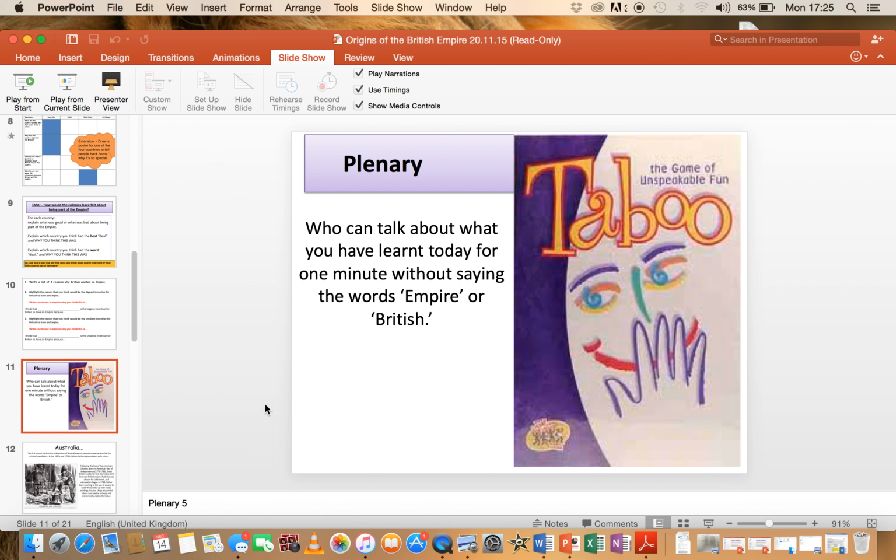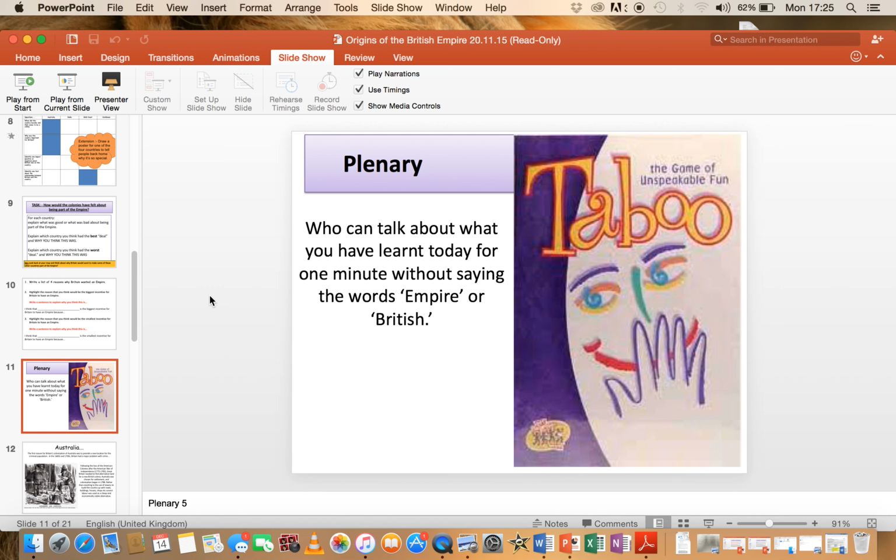And then finally, just to really get everyone involved, I did the plenary based on the game Taboo. Who can talk about what you've learnt today for 1 minute without saying the words Empire or British? Now this was actually a really good plenary. To be honest, it's probably the best plenary I've done this term, just because it got everyone involved, and all the pupils were helping each other out, saying what they learnt without using the words Empire or British. I managed to get around to most of the pupils in the class. And unlike some of the other plenaries that I've done, where I only get maybe 1 or 2 hands up, everyone wanted to have a go.